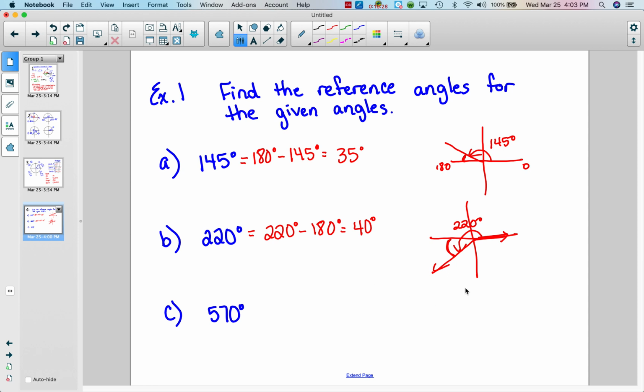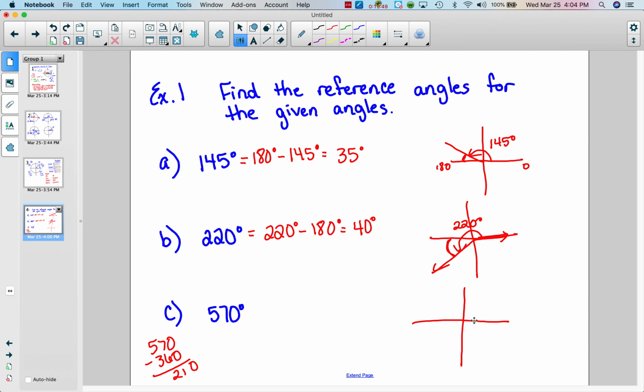Then on the next one, 570 degrees. Okay, well, we've got an issue here because that's bigger than 1 revolution. So the first thing I want to do is subtract 360 from this. So I get 210 degrees, and because it's a coterminal angle, I can use the coterminal angle.